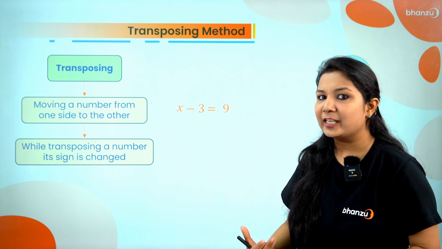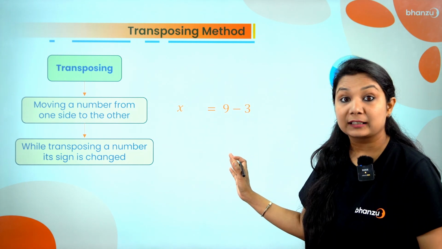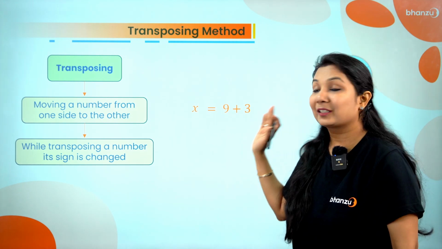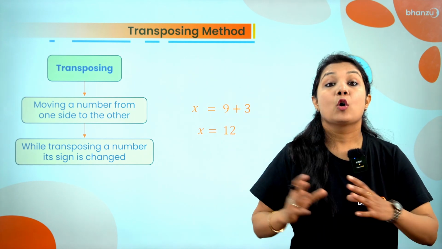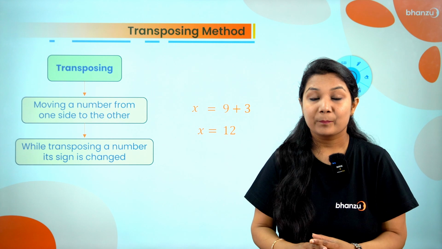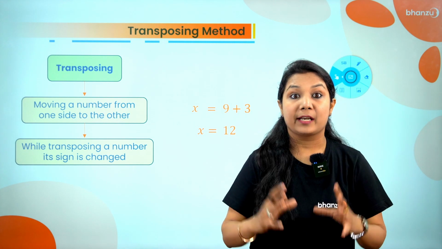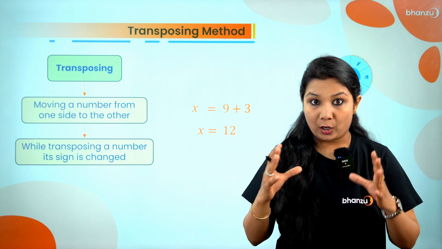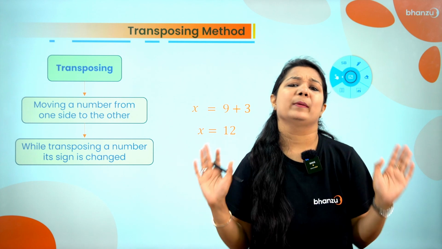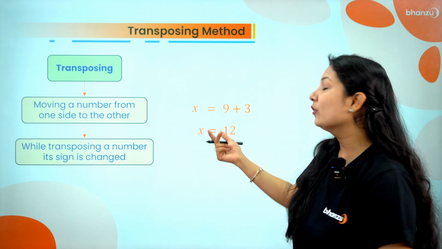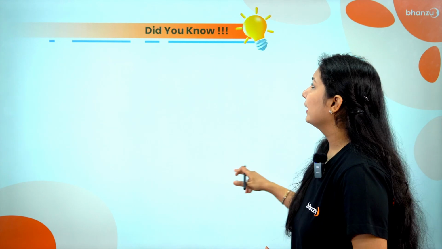So how does the sign change? Let's have a look at it. So minus 3, when it goes to the other side, it would become plus 3. So therefore the value of x in this particular equation is 12, which is 9 plus 3. And which number do we move from one side to the other? That is the number which is with the variable, because the variable needs to be isolated. It wants to be alone because we need to find the value of the variable only, right? So let's move ahead and see.